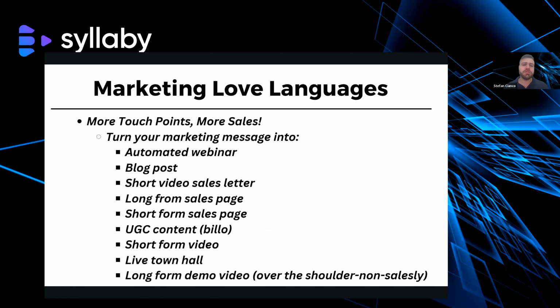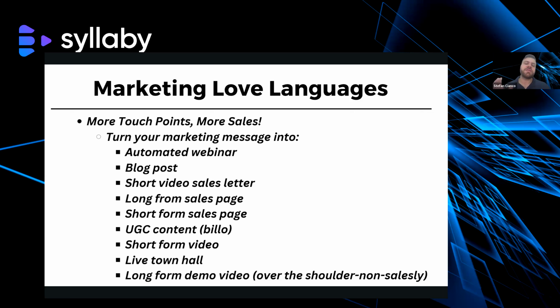So what are those different forms that you can do? Well, one of them is an automated webinar. Another one is a blog post, short form video sales letter, a long form sales page, short form sales page, UGC content like from Billo, short form video, live town hall, long form demo video. So there's a lot of different things that you can do.